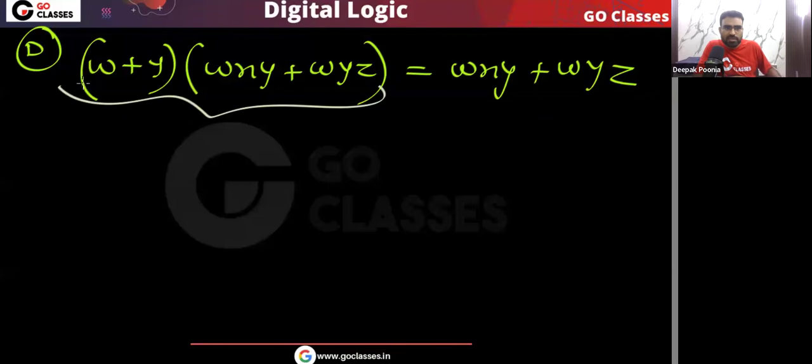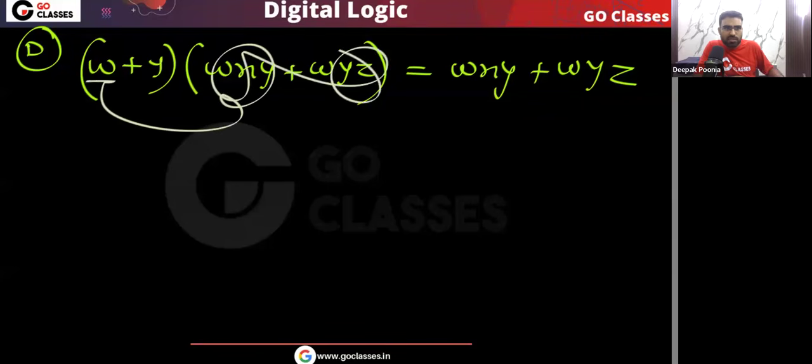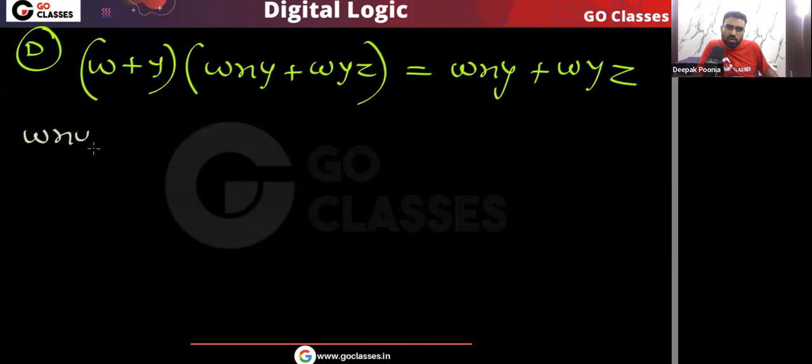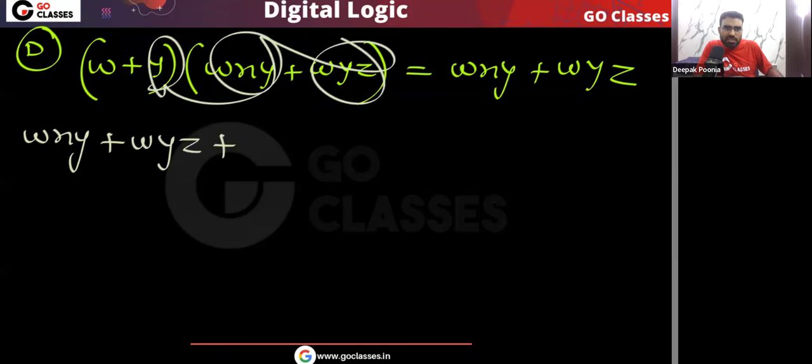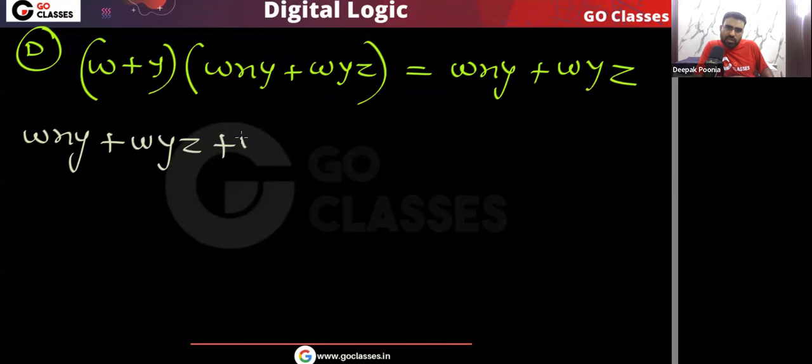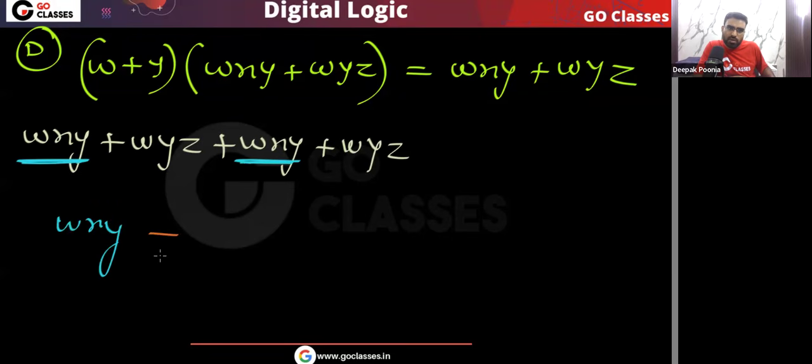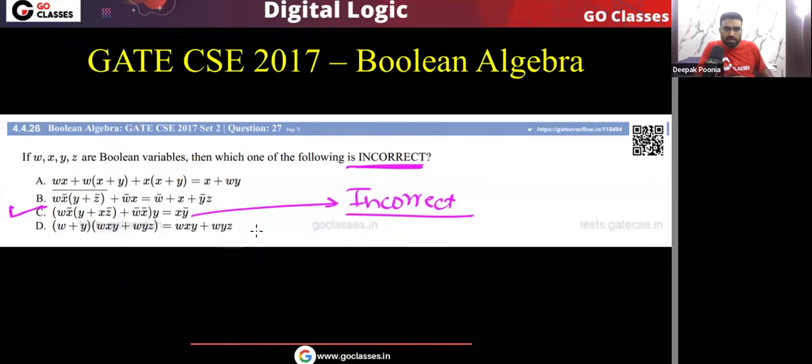Again, you can just multiply this. So this W you will multiply with this and this. So what you are going to get? You are going to get WXY or WYZ. This Y you will multiply with this and this. So again, you will get WXY or WYZ. Now you can easily see WXY or WXY, that will be same as WXY. Also, you can notice that WYZ will be same as WYZ. So that is same as your RHS.